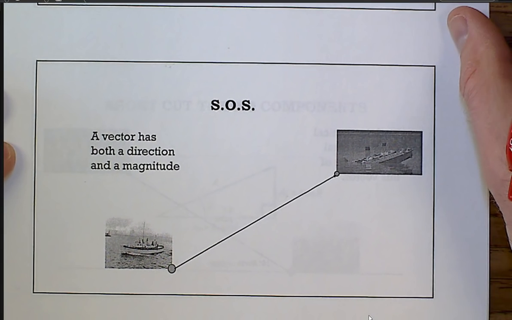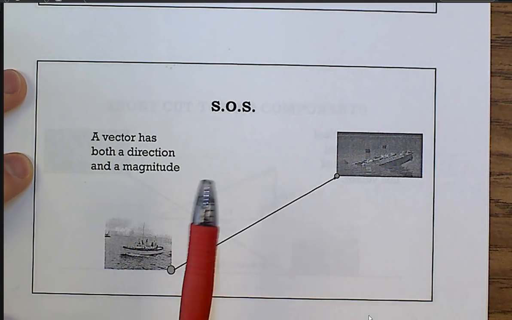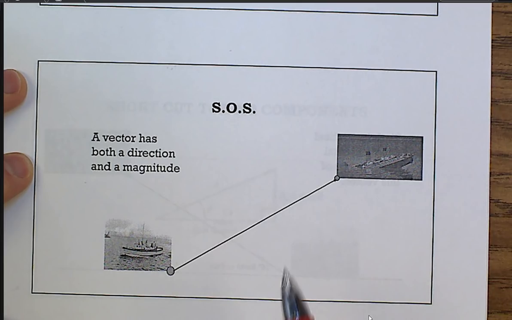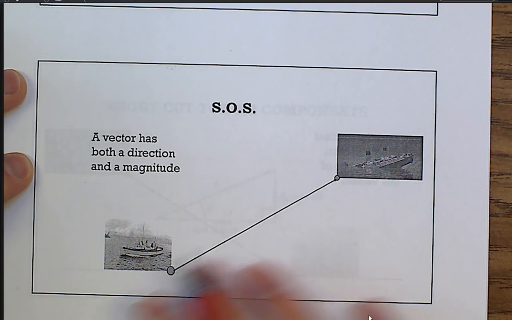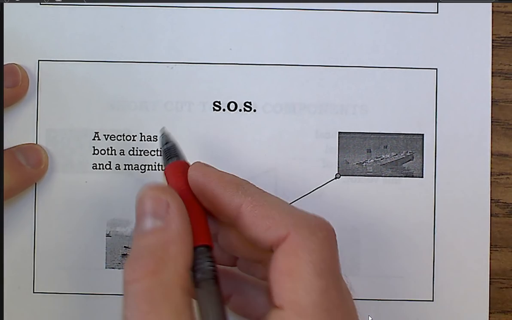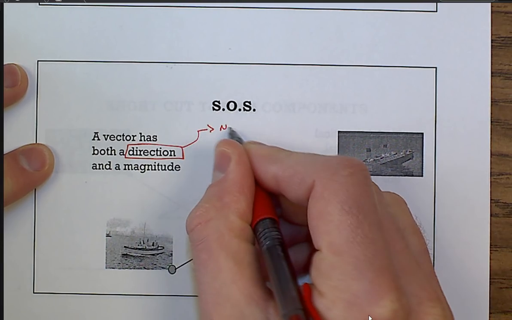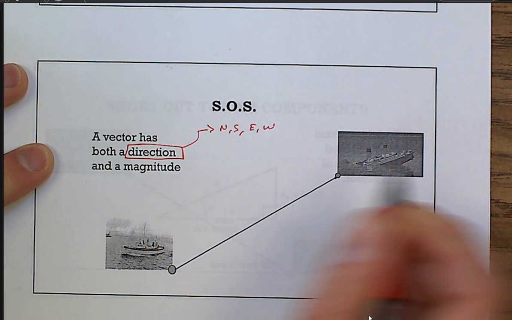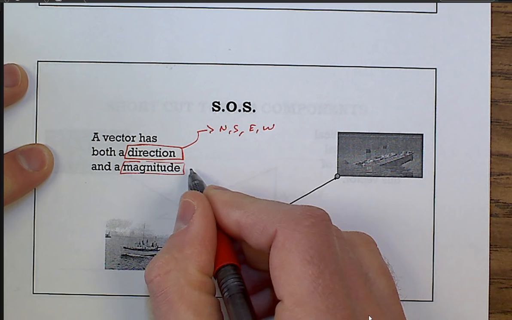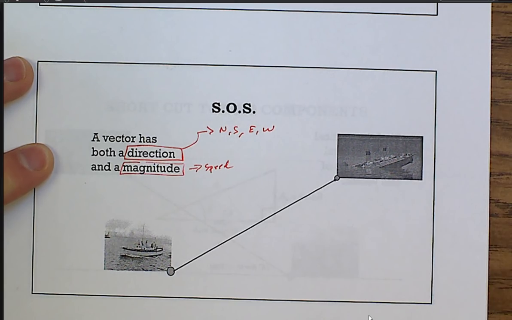Let's talk about really what a vector is. A vector by definition has both a direction and a magnitude. So a vector is like a boat. It's usually used with a boat or a plane, where speed and direction are the two most common things. Most people are good with direction, so we're going to be talking about north, south, east, and west. And then magnitude is something that has size. A lot of the times it's speed, when we're talking about how fast a plane is going.